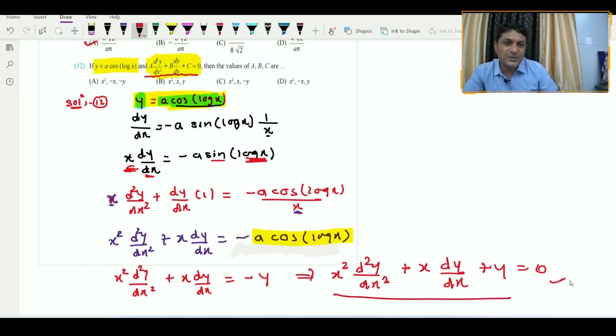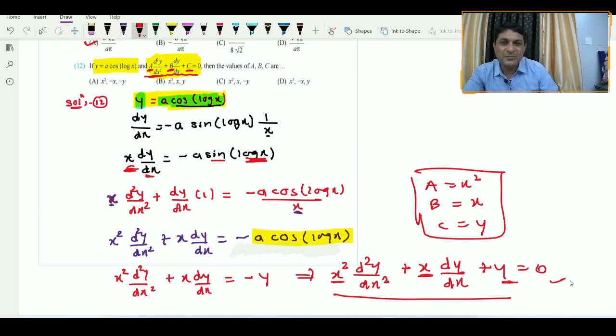If we compare this expression with this expression, we will come to know that a, the coefficient of d2y by dx square, will be equal to x square. The coefficient of dy by dx is denoted by b here and its value is x. By comparing these two equations we can say that b is equal to x, and lastly c is nothing but y, so c is equal to y. In this way we have got our required values of abc. abc is equal to x square, x and y respectively, and we can observe that such values of abc are given in option b. So we can say that option b is the correct answer.